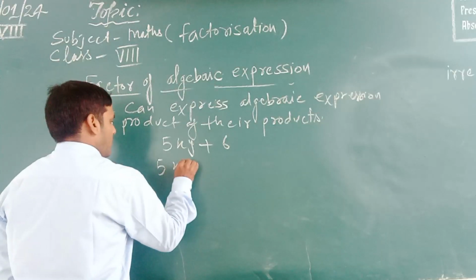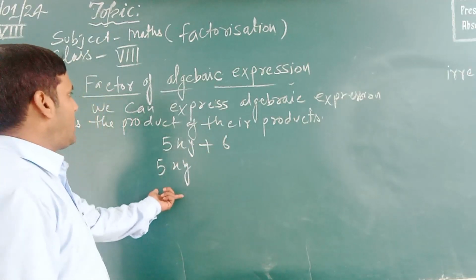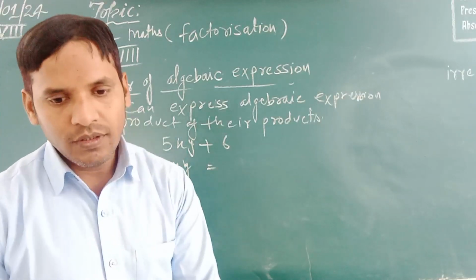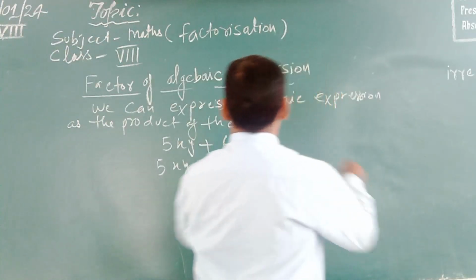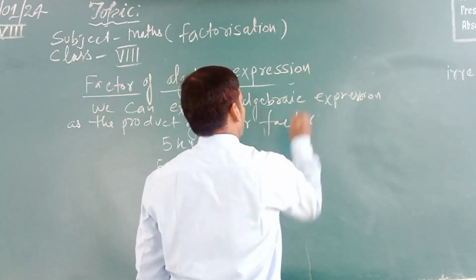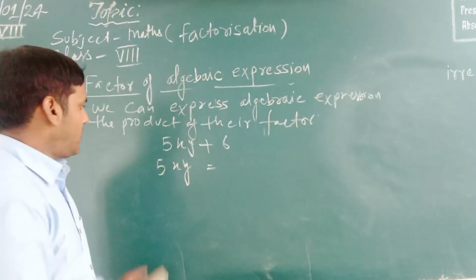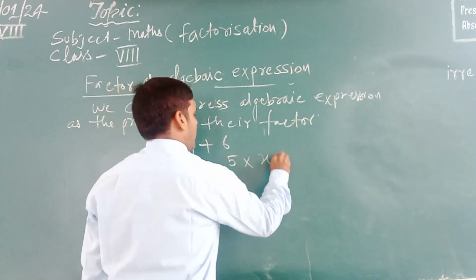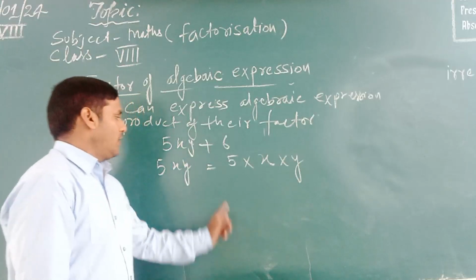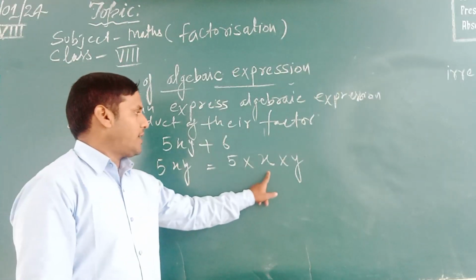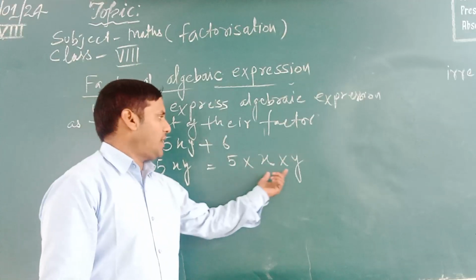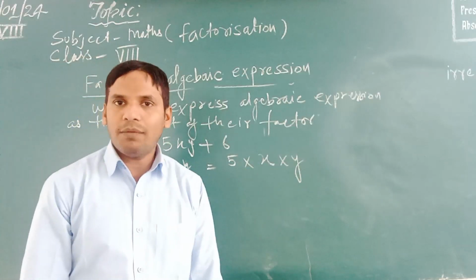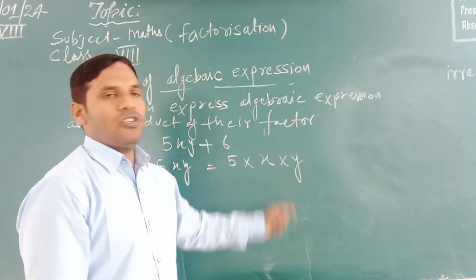The first term is 5xy. This expression is a product of their terms, a product of their factors. Suppose 5xy: 5 times x times y. We can say 5xy has factors 5, x and y. It is the prime factor of 5xy, but in an algebraic expression we can say it is irreducible.